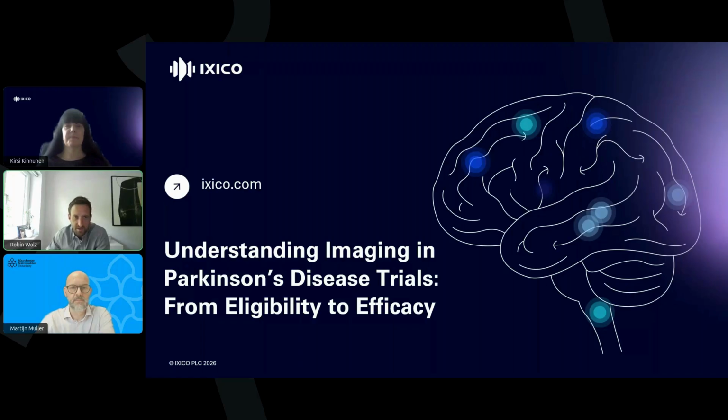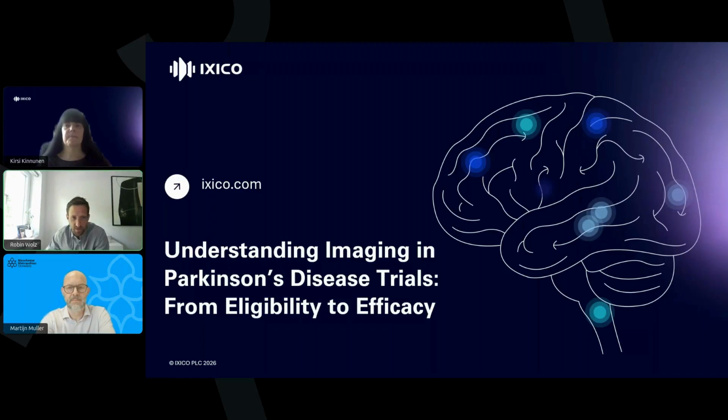There's no single best imaging biomarker. The choice really depends entirely on the question the trial is asking, so the intended use of that biomarker. If we get the use right, imaging really can become a quite powerful tool in trial design. So that's what we'll be focusing on today.